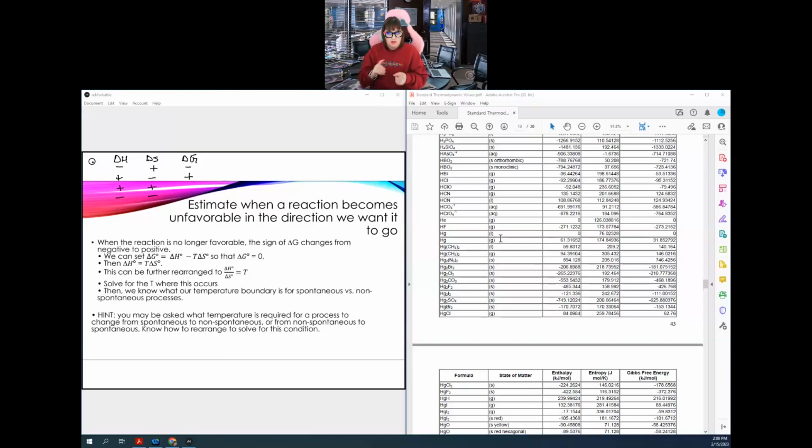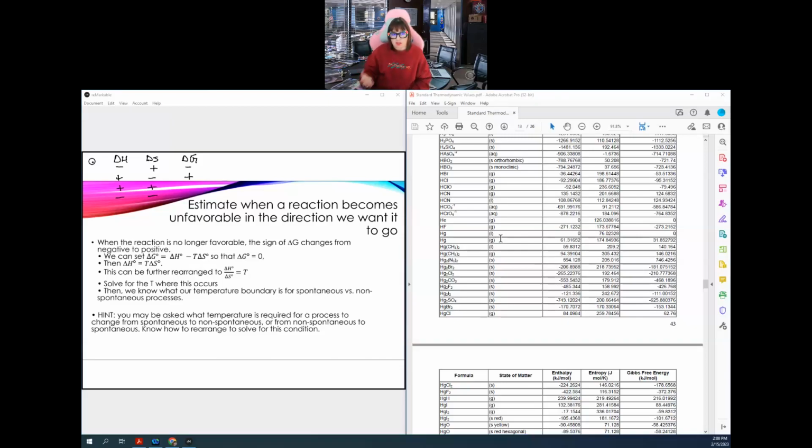So when a reaction is changing favorability from unfavorable to favorable, it goes through delta G equals 0. The sign of delta G changes from positive to negative, or negative to positive. And so delta G equals delta H minus T delta S, and delta G is 0. So then delta H is equal to T delta S. That can be further rearranged so that we have delta H over delta S, which will tell us the temperature at which that will change. Okay, so we want to be able to solve for that T.